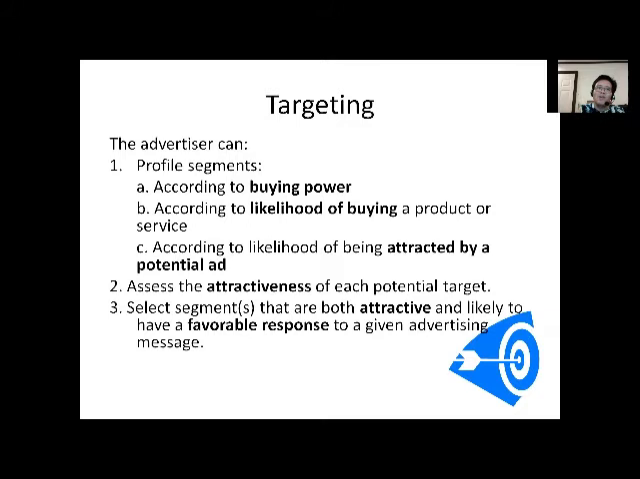Maybe during the testing phase, they could show the ad to a test audience and see if they like the ad or if they're attracted to the ad. But the test audience should ideally be similar to who they are planning to actually show the ad to on a bigger scale.